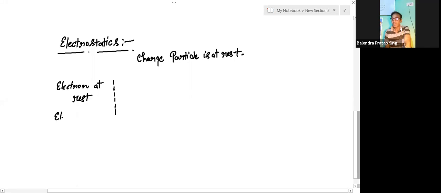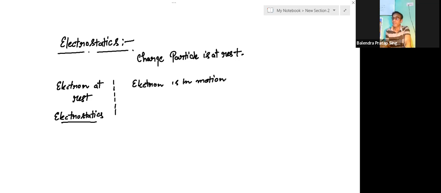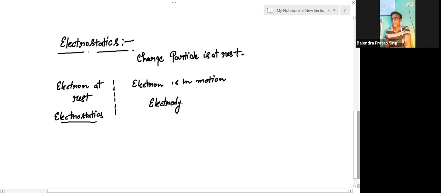So electron at rest, we call this electrostatics. And when a charged particle is in motion, the study comes under electrodynamics. We will go to electrodynamics later, because when a charged particle moves, it is associated not only with an electric field but also with a magnetic field. The study of the magnetic field and electromagnetic induction comes under electrodynamics.